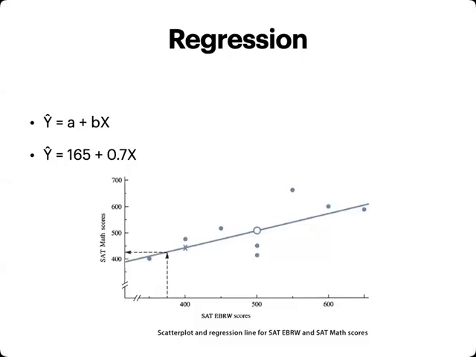Regression. Once a relationship between two variables is established, researchers can use this information to predict the value of one variable using the other. For instance, after discovering a correlation between SAT EBRW, which means evidence-based reading and writing, so it's a reading writing test, and SAT math scores, it becomes possible to estimate SAT math scores from individuals' SAT reading and writing scores.